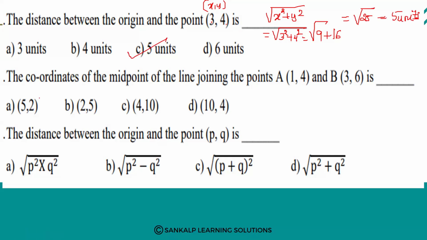The coordinates of the midpoint of the line joining the points A (1, 4) and B (3, 6). Midpoint of the line joining means which formula are we going to use here? Yes, my dear children.